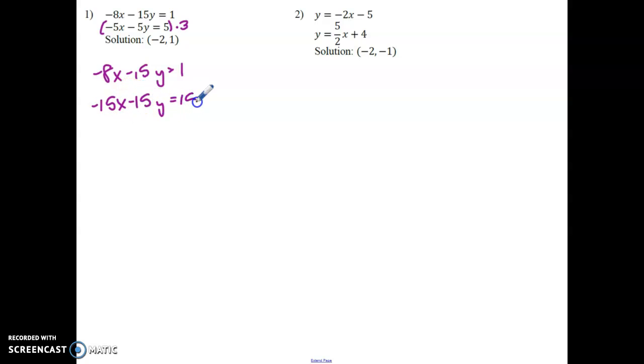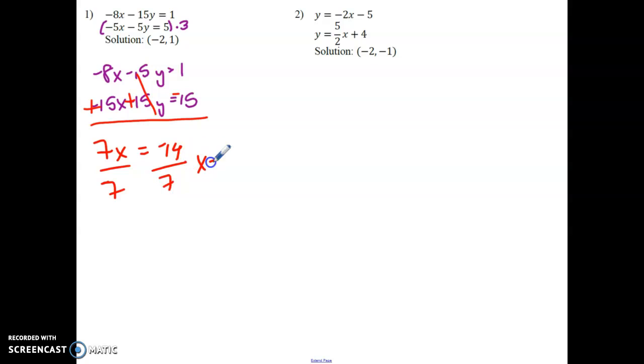The only problem here, and where I see the most common mistakes, is that my 15y's don't cancel right now because they're both negative. So I'm going to go ahead and change my signs in that second equation. So I get a positive 15x, a positive 15y, and a negative 15 there. So when I add together, I get 7x, my y's cancel, equals negative 14. If I divide by 7 on both sides, I find that x equals negative 2.